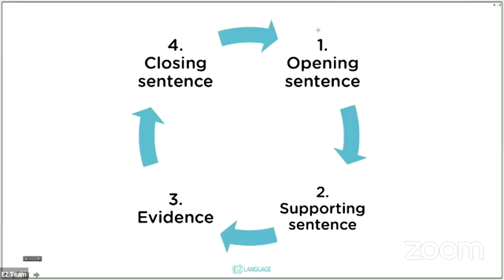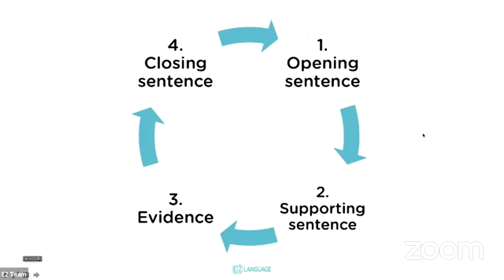So I'm going to show you in a second what it looks like. But you have an opening sentence, which is a sort of broad. It focuses on a specific idea, but it just introduces that idea. That's your opening sentence. And that connects to your supporting sentence where you add some information to the opening sentence. Then you give some evidence, like an example or a statistic or something like that. And then you close the paragraph off with a closing sentence, which connects back to your opening sentence, okay? So it's a really nice logical structure, and the IELTS examiners like it.